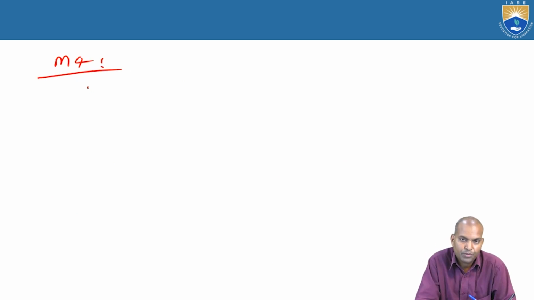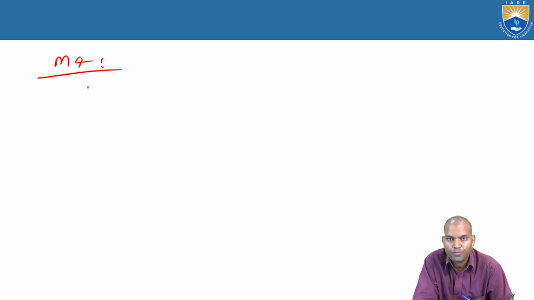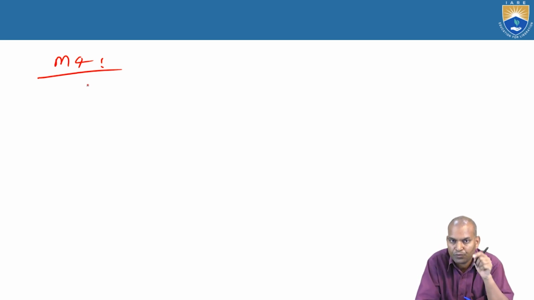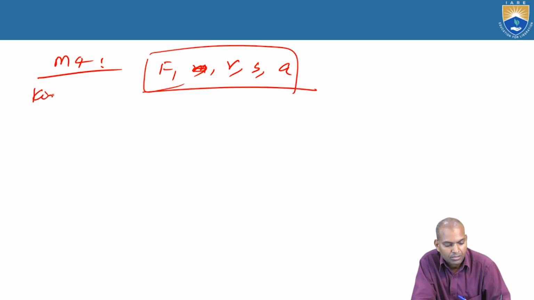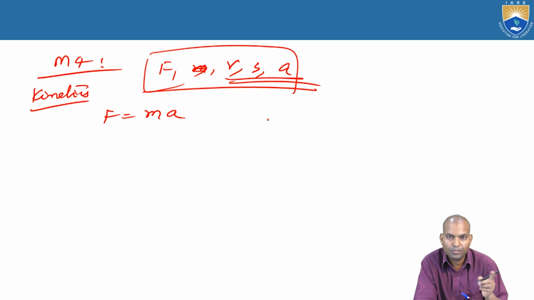The kinetics of rigid body is the study of both force and motion. Motion such as the velocity, displacement, acceleration of the body, and also what causes those motions, that is, force. The factors we will consider are F, velocity, displacement and acceleration. This is known as kinetics. What is F equal to? Mass times acceleration. This is related to the kinematics part.